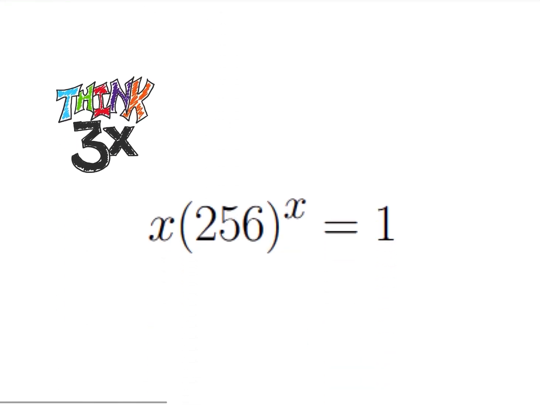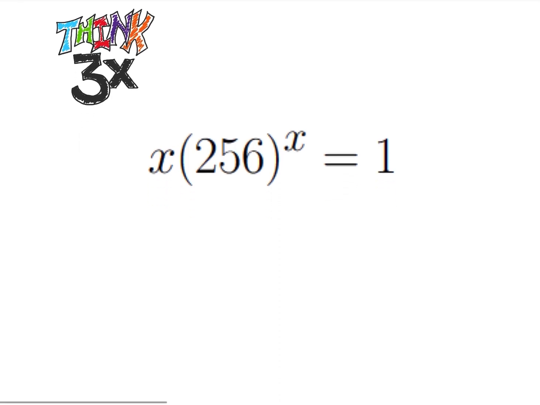We're going to solve a fun little exponential problem today. So our problem is x times 256 to the x is equal to 1. If you'd like to give this a shot, go ahead and pause the video. And we're looking for all solutions. All right, we're going to go ahead and get started here.